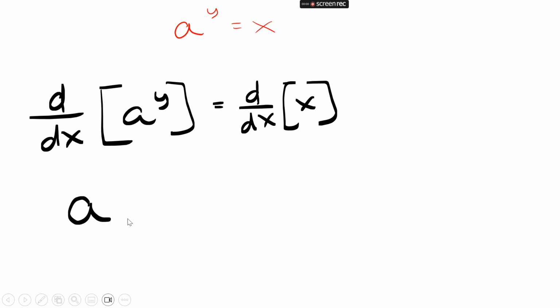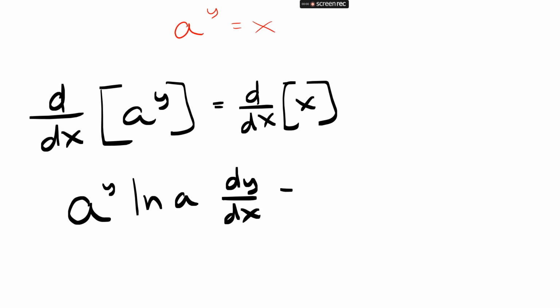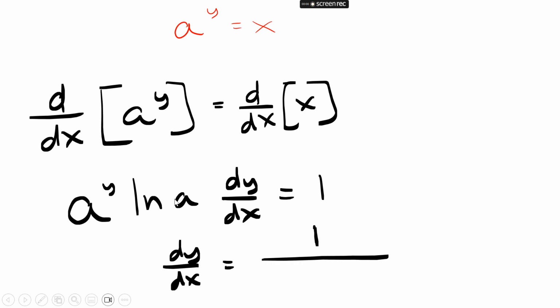That's cool. Okay. So what is the derivative of a to the y? Oh, we just covered that. It's a to the y, it's its own function, and it's ln of a. Don't forget dy/dx, right? Because we took the derivative with respect to x instead of y. Okay, what's the derivative of x? Just a 1. Okay. So now the question is, what do we do in order to solve for dy/dx? Divide by all this. So dy/dx is equal to 1 on top, and all this on the bottom of the other side of the equal sign. So a to the y ln of a.